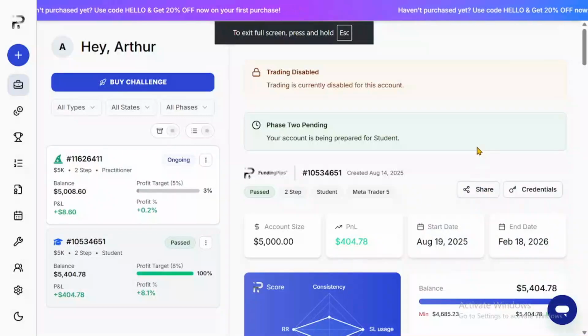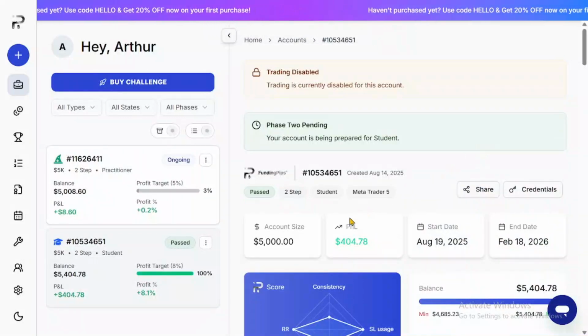Welcome back, guys. I'm going to be doing a review of the 5k account I just passed. As you can see here, we just passed this 5k account. You guys know what I usually do on my free Telegram.